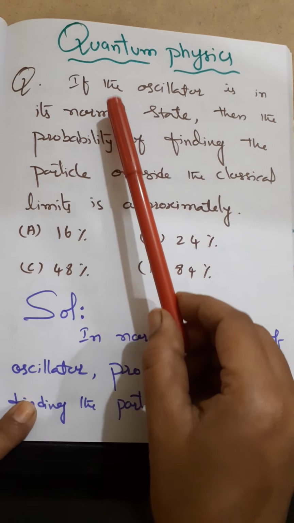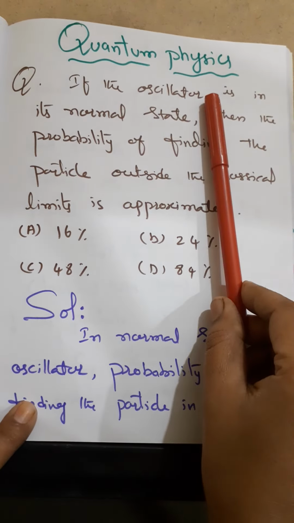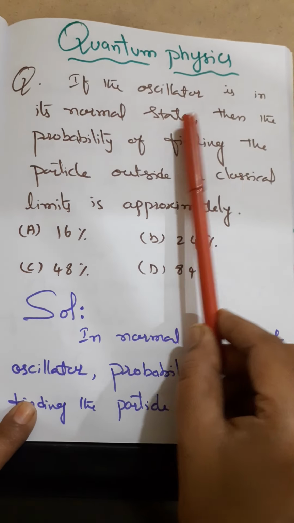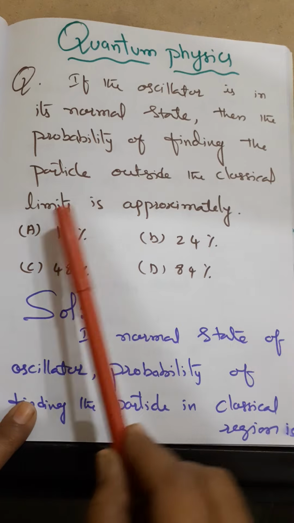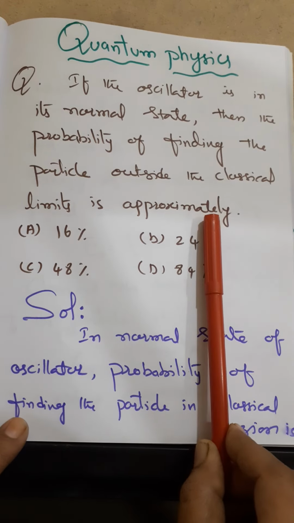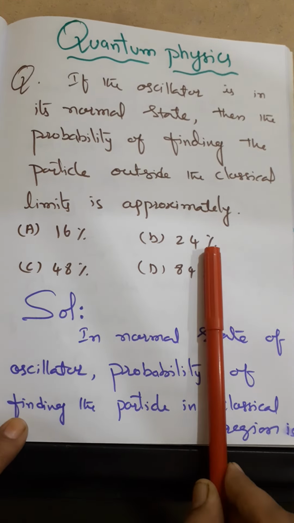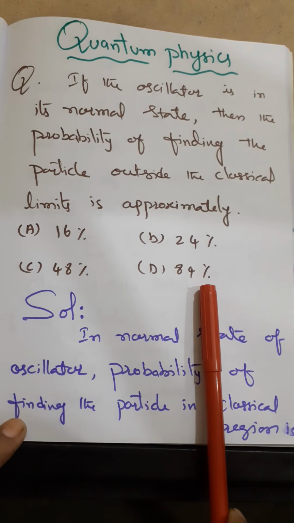Here the problem is: if the oscillator is in its normal state, then the probability of finding the particle outside the classical limits is approximately equal to 16%, 24%, 48% or 84%.